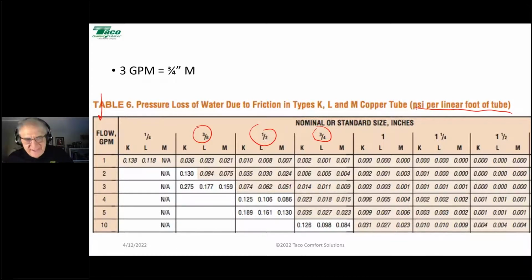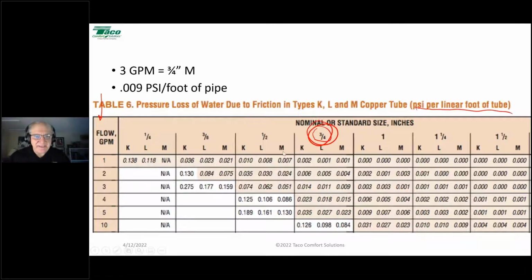Our flow rate is 3 gallons per minute. According to our pipe sizing chart, we're going to use 3/4 inch M copper right here. So what I want to do is find my flow rate over here at 3 gallons a minute, follow the line over to 3/4 inch M, and I come up with my PSI per foot of pipe. So it's 0.009 PSI worth of pressure loss for each foot of pipe, all right? So 0.009 PSI for each foot of pipe.